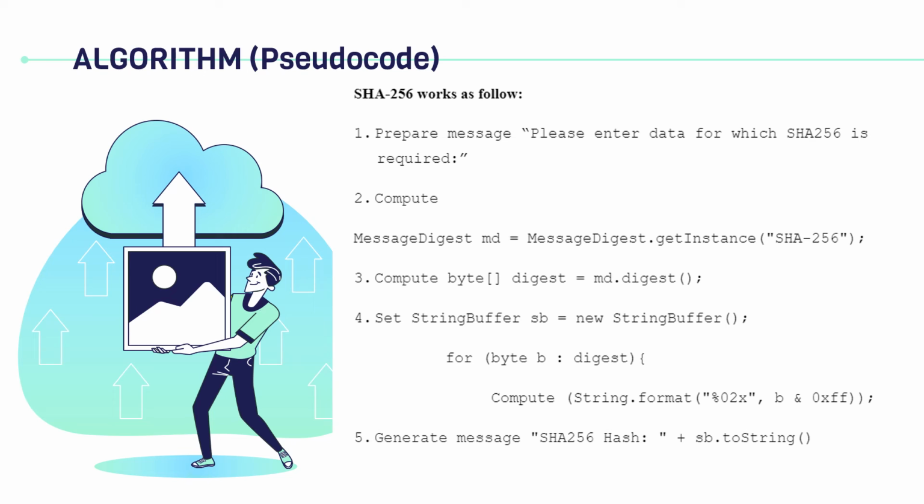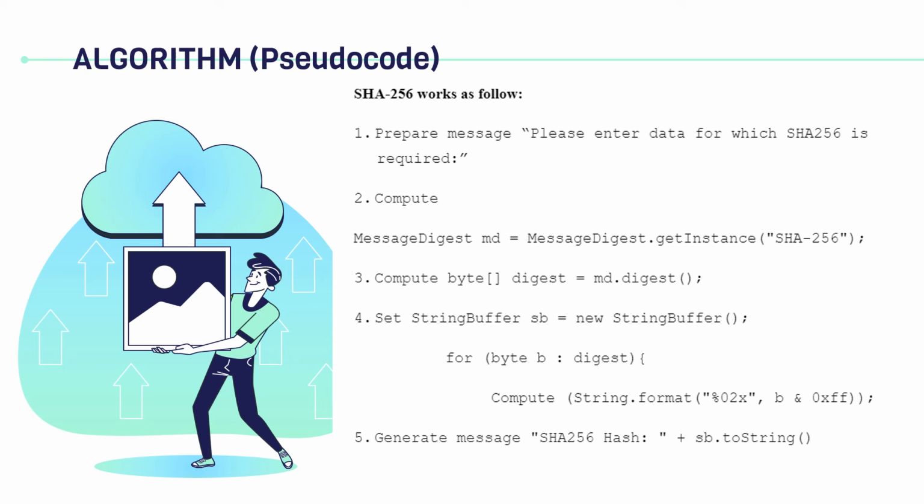Firstly, this code is about SHA-256. Firstly, we need to prepare the message, which is: please enter data for which SHA-256 is required. Next, we need to compute the message digest, MD equal to MessageDigest.getInstance("SHA-256"). Next, we will compute a byte digest equal to the MD digest.